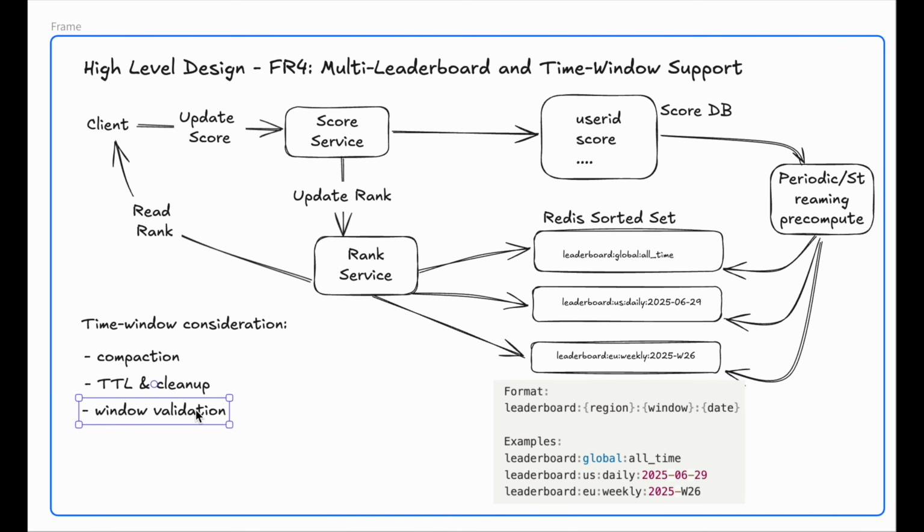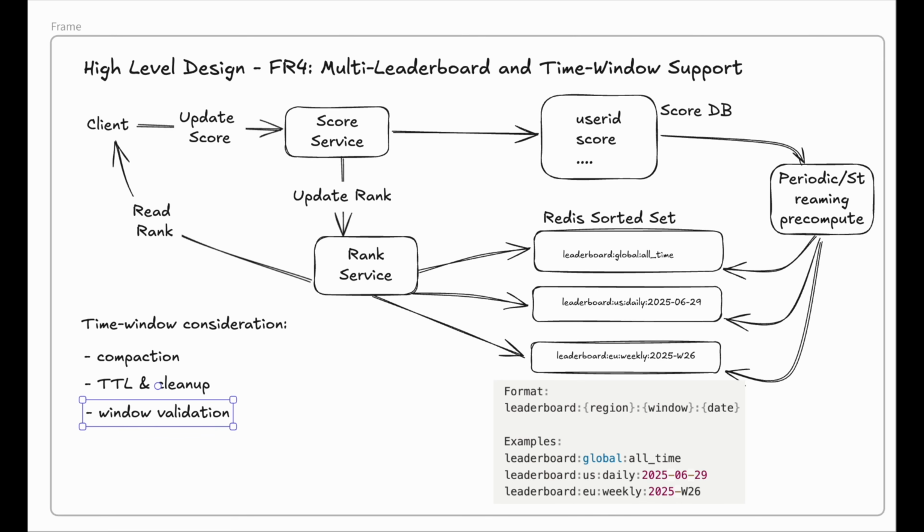Third, window validation. At write time, we must ensure that incoming score updates target a valid leaderboard. For example, if a client tries to update a leaderboard from last month, we should reject it or redirect the write to archival storage.